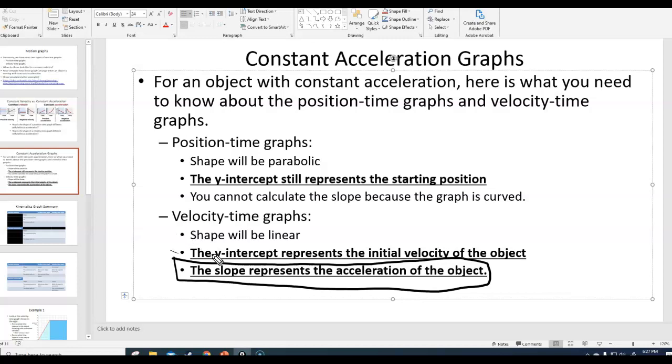The reason for that is, remember, slope is like a rate of change. And so acceleration by definition is the rate of change of velocity. So the slope on a position time graph represents velocity. The slope on a velocity time graph represents acceleration. Which means if I give you a velocity time graph and I ask you to calculate the acceleration, you would find the slope for that segment of time. Pause it here if you need to write this down.